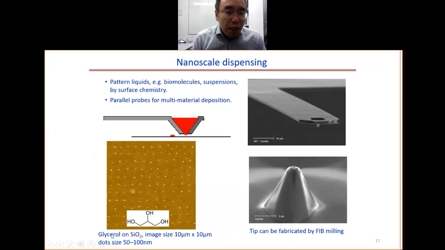This one is a liquid. It is a liquid, but it is very viscous, very thick, sticky liquid, with a very high boiling temperature. So it is not volatile. So it can stay on the surface for a longer time.